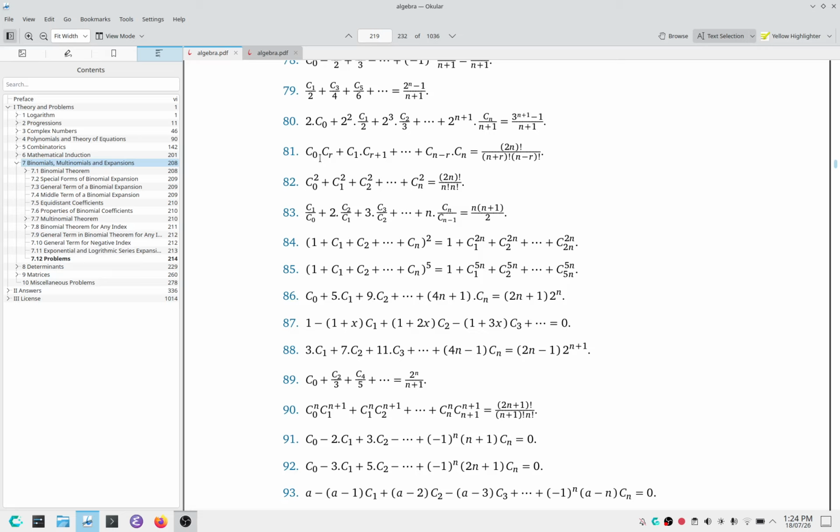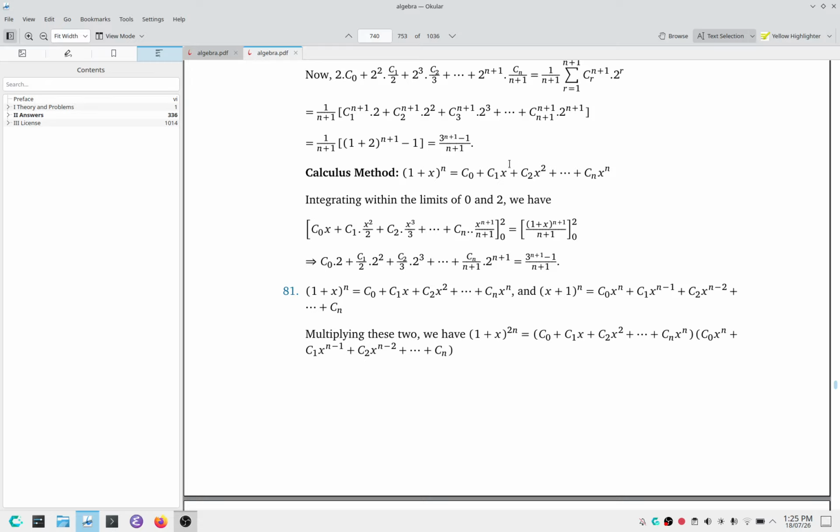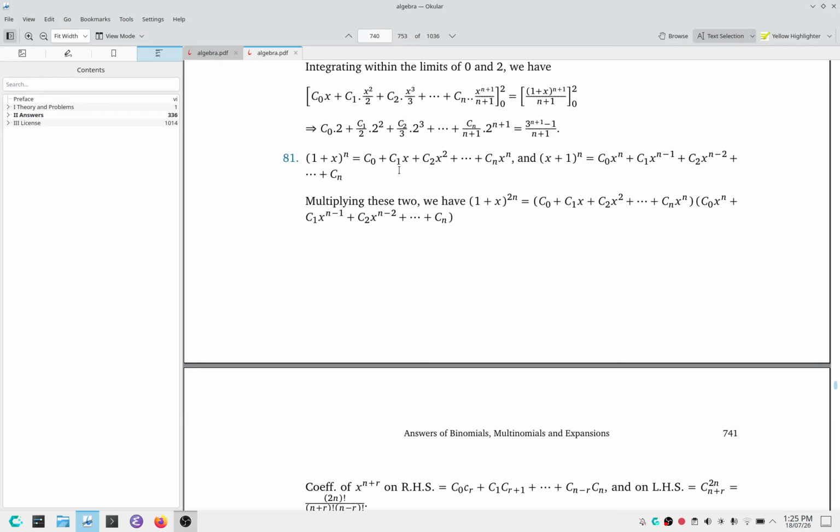Question 81 says that C0 times Cr plus C1 times Cr+1 plus so on up to C(n-r) times Cn is equal to (2n)! upon (n+r)! times (n-r)!. So here we take the expansion of (1+x)^n and (x+1)^n. So we just reverse the terms.